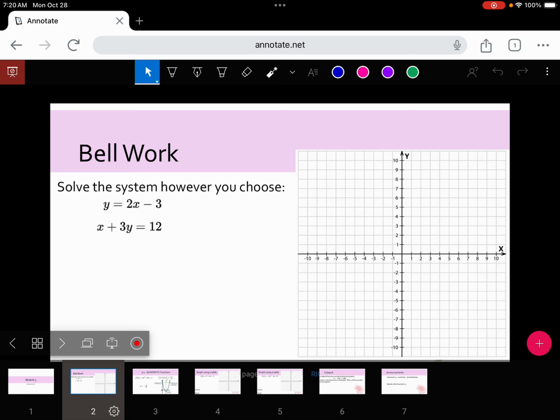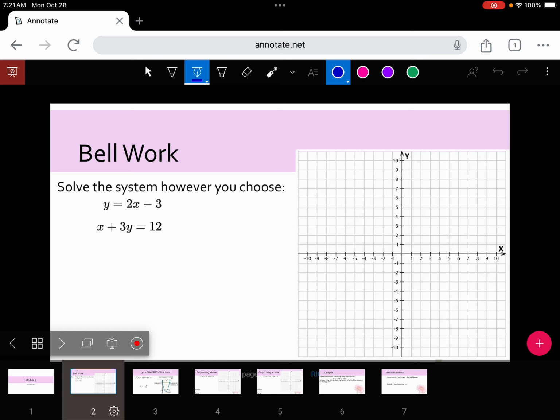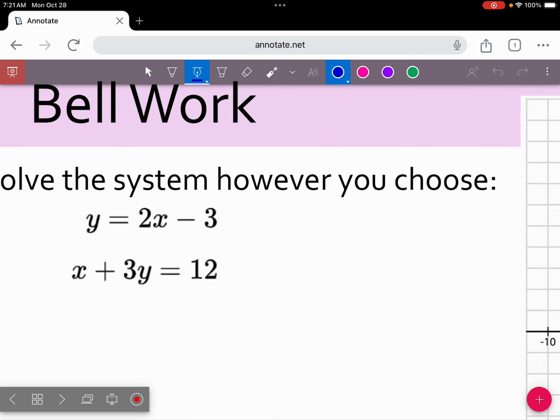So, this bell work is from the last chapter, the one we had the test over on Friday. Solve the system however you choose. We have a grid up here, but you don't have to use it. How did you guys go about solving this system? One option is to realize, hey, I've got a y equals equation, which means I can use substitution. Option 1 is use substitution.